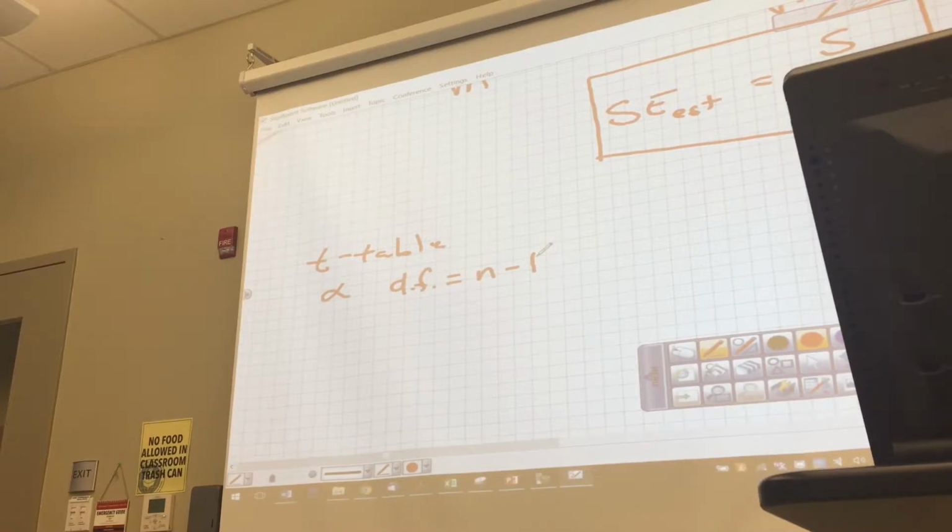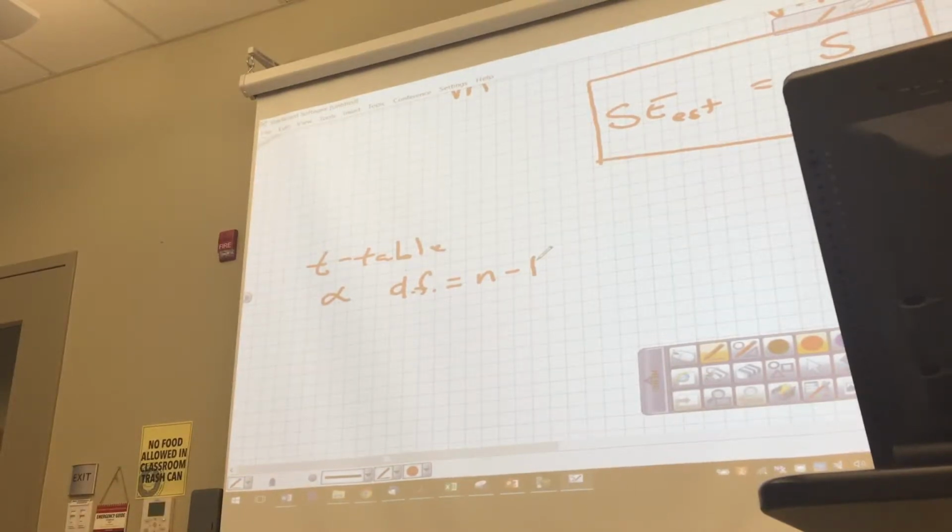So the 80% column is the same as the 0.10. Or if you look at it, two tails, it's 0.20. So the top of the table has to do with alpha.